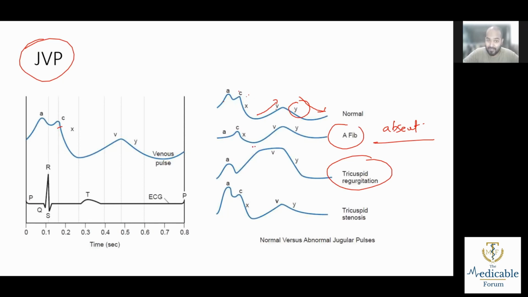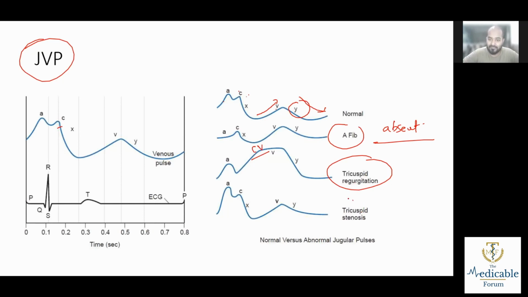Instead you see something called a CV wave, a large CV wave. So you see one small hump and a large hump, one small hump and a large hump, that is very clearly visible in a patient with tricuspid regurgitation, the CV wave.